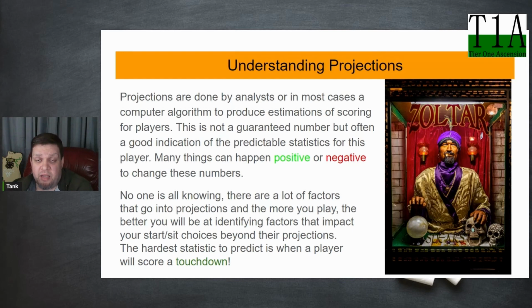And it sometimes happens and it sometimes doesn't. Projections are usually done by an analyst, or in most cases, a computer algorithm to produce estimations of scoring. This is not a guaranteed number that they're going to obviously hit because it's a projection, it's an educated guess at best. But it's often a good indication of predictable stats for a player.